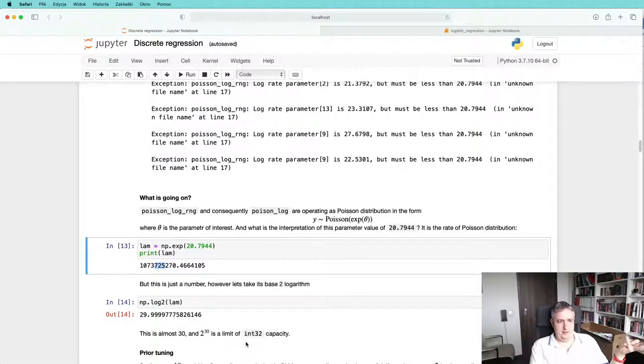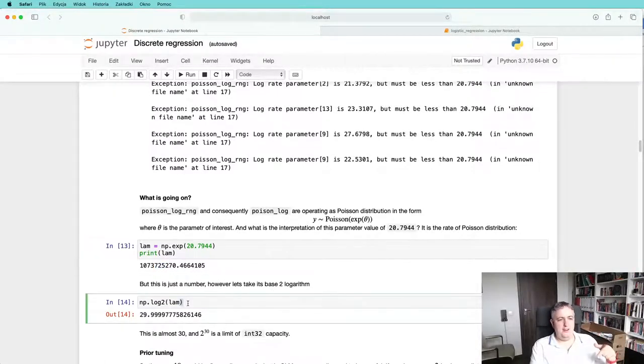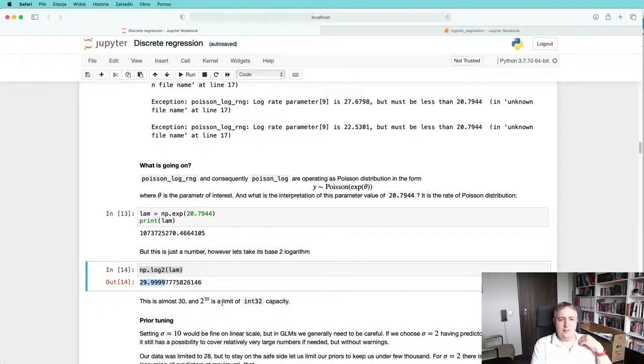A billion is a big number, but as a number, nothing special. However, if we take a base 2 logarithm of it, we get 30. Well, approximately 30. And 2 to 30 is a limit of integer 32. So this situation is problematic. Why? Because if we exceed this computation, we have an overflow error, something that you might not have seen for a long time.